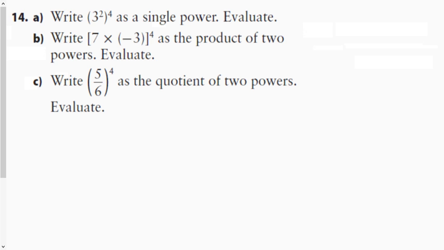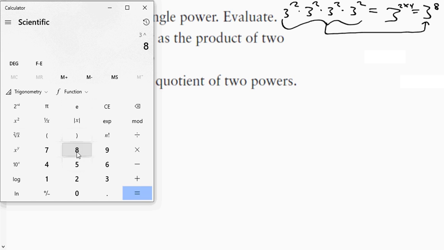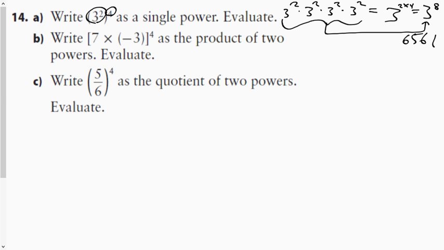Question 14, right? We're using law 3 now, powers to exponents. If you think about it, it's 3 squared multiplied by itself 4 times. But the law says when you have a power to an exponent, keep your base and multiply your exponents to get 3 to the exponent of 8, which makes sense. And evaluate. Because it says evaluate, 3 to the exponent of 8 is a pretty big number. 6561 in standard form.